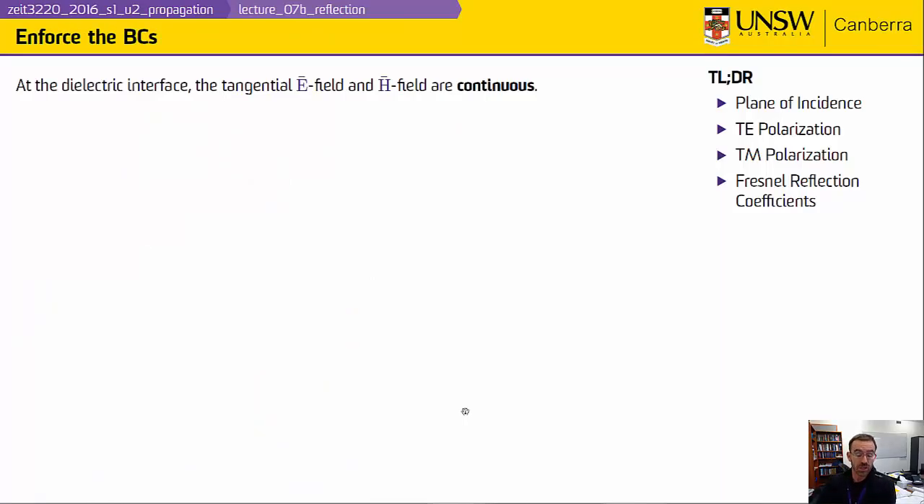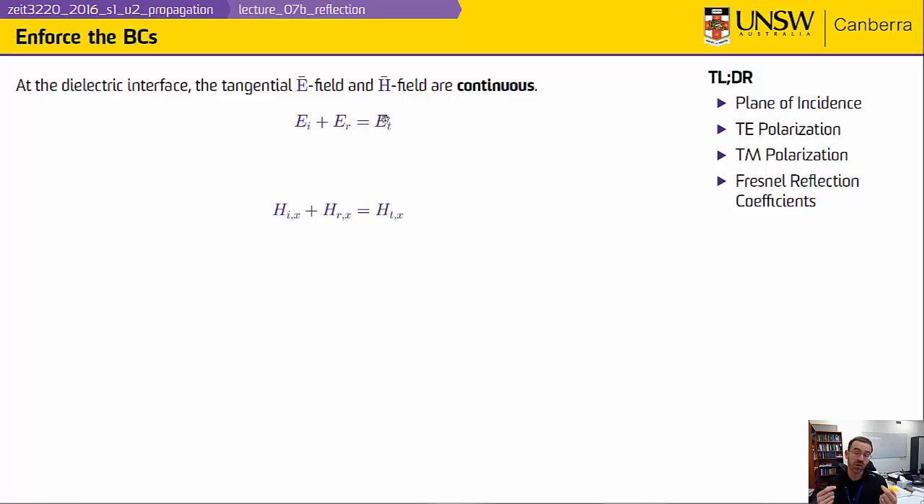Now we're going to enforce the boundary conditions because we know that's how we deal with this sort of problem. And so at the dielectric interface, we need to have both the electric and the magnetic field's tangential components be continuous across the boundary. Right? On the left-hand side, I've got the incident and the reflected component. And on the right-hand side, I have the transmitted component.